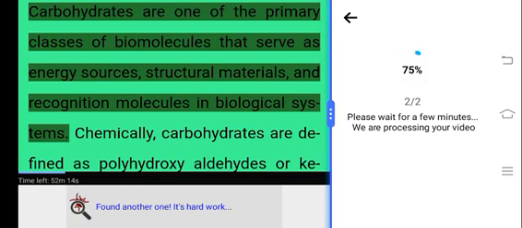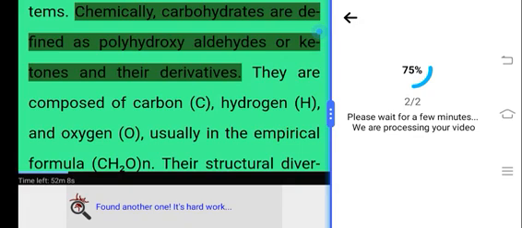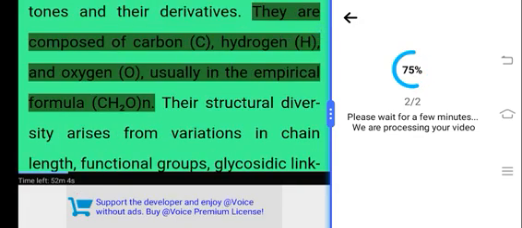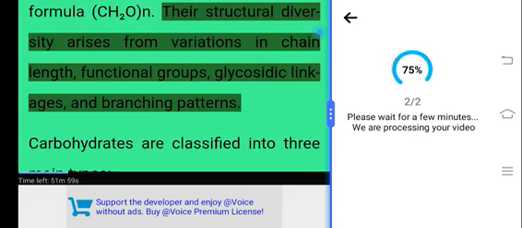Carbohydrates are one of the primary classes of biomolecules that serve as energy sources, structural materials, and recognition molecules in biological systems. Chemically, carbohydrates are defined as polyhydroxyaldehydes or ketones and their derivatives. They are composed of carbon C, hydrogen H, and oxygen O, usually in the empirical formula CHO. Their structural diversity arises from variations in chain length, functional groups, glycosidic linkages, and branching patterns.